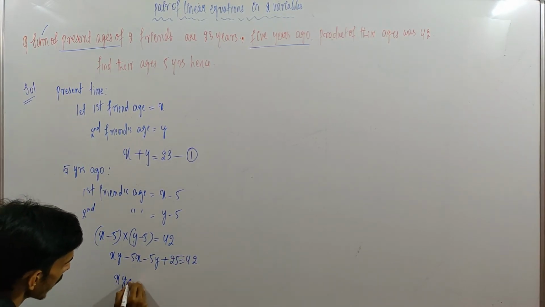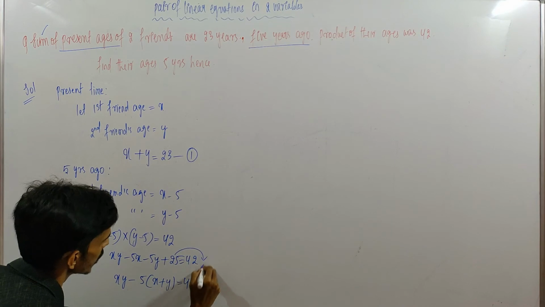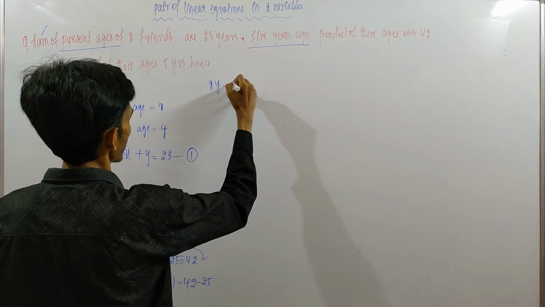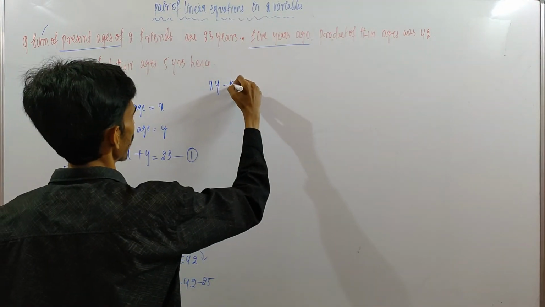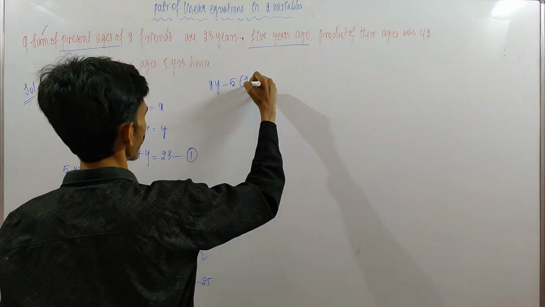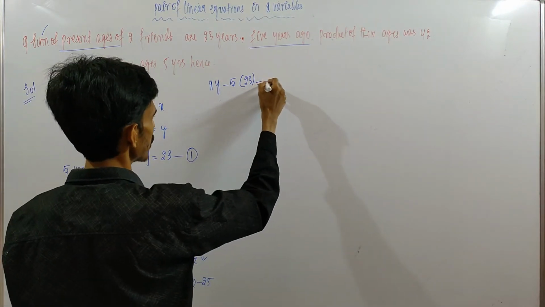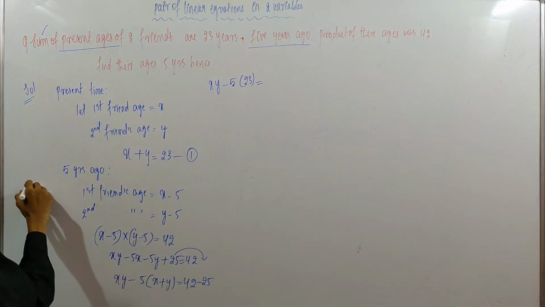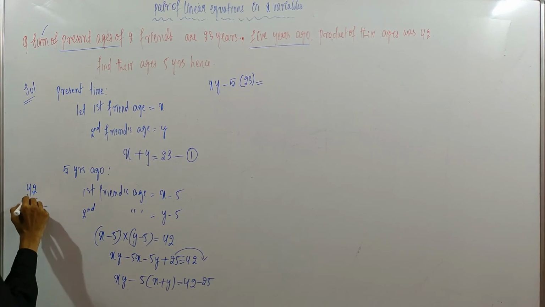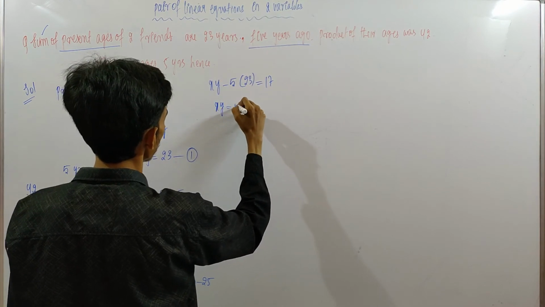xy as it is, take minus 5 common, we have x plus y is equal to 42. Send this 25 here, we have minus 25. xy minus 5 into x plus y. The x plus y value is 23 from equation 1, so substitute here. That is equal to 42 minus 25. 12 minus 5 is 7, 3 minus 2 is 1, we have 17 here. Now the xy value will be 17.